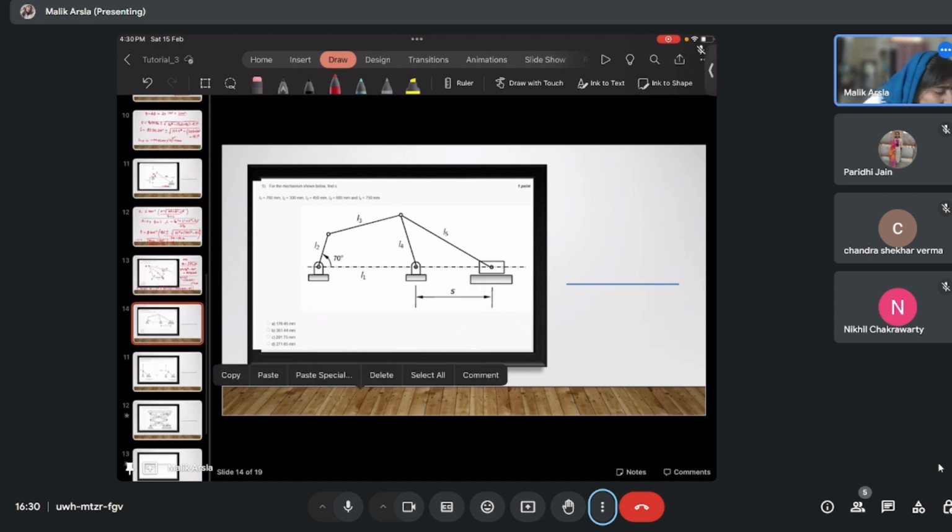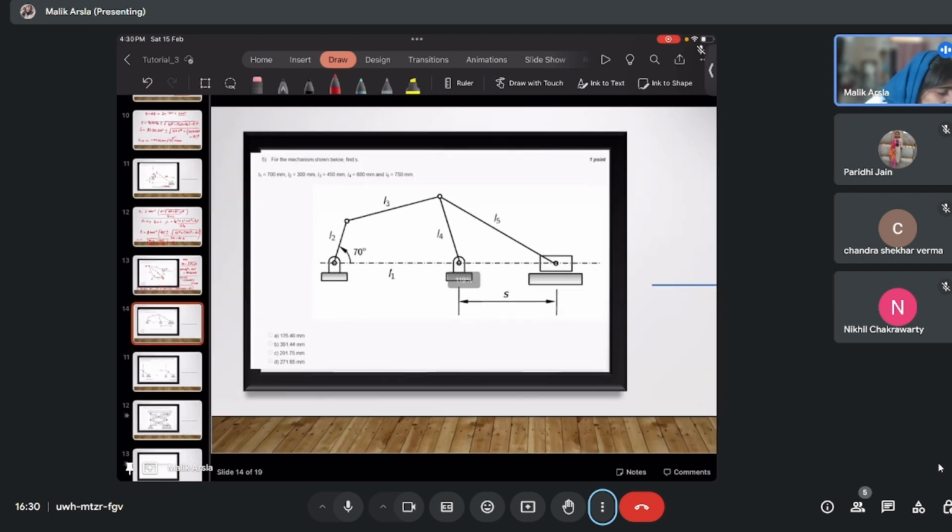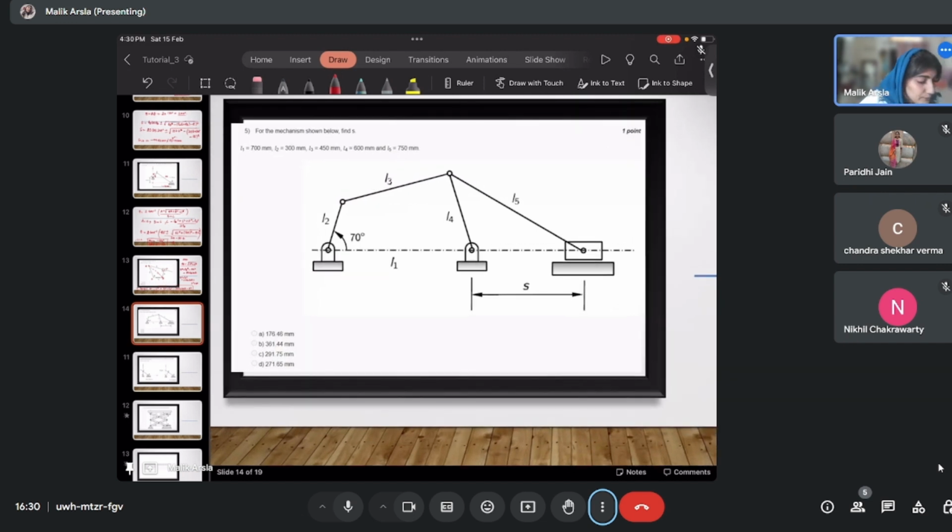Now we have question number 5. For the mechanism shown below, we have to figure out S. Link length L1 is given, L2 is given, L3 is given, L4 is given, and L5 is also given. So basically you have to figure out S. Theta is also given, you have to find out S. So how do we approach this question? Anyone?